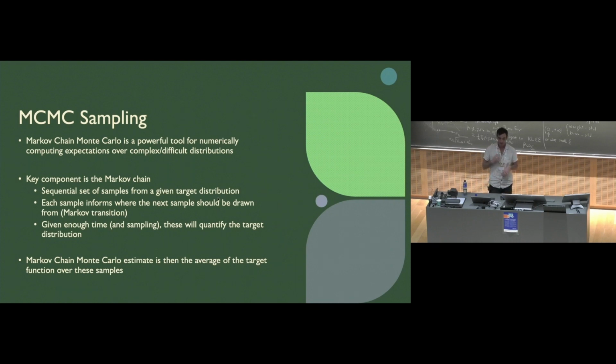So MCMC is a very powerful method for numerically computing expectations over complex or difficult distributions. The key component that it's based on is this idea of a Markov chain, which is a sequential set of samples, and each time you take a sample, that sample informs the next sample that you take. If you have constructed this process of sample to sample properly, using what's called a Markov transition, after enough time, that sampling process will quantify your target distribution.